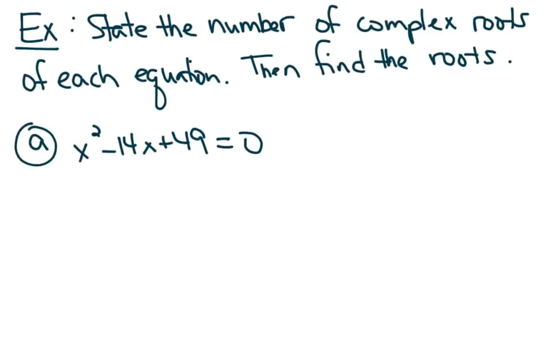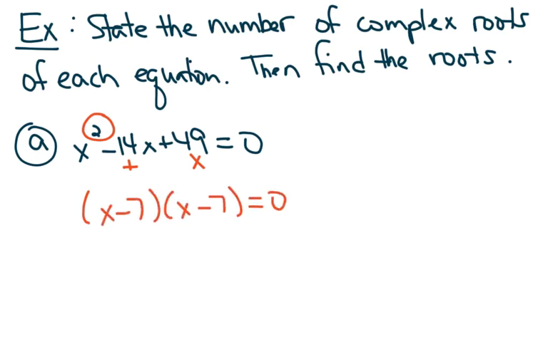In this next problem, we're going to state the number of complex roots of each equation, and then we're going to find the roots. So in part A, x squared minus 14x plus 49, since the largest exponent is 2, there are 2 roots. It means there's 2 solutions that we're looking for. How do we find those solutions? Well, I'm going to go back and do this the old-fashioned way, which is to factor. What are the 2 numbers that multiply together to give you 49, but when you add those same 2 numbers, you get negative 14? It's going to be negative 7 and negative 7.